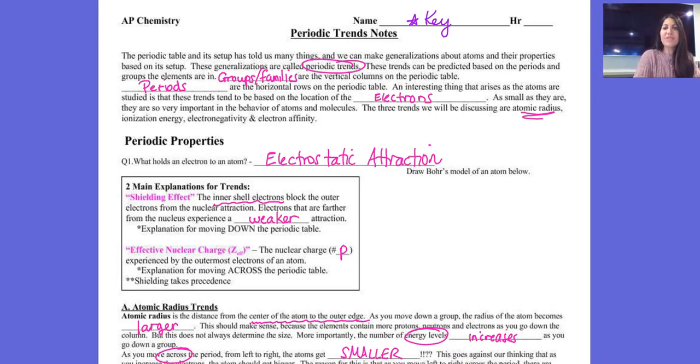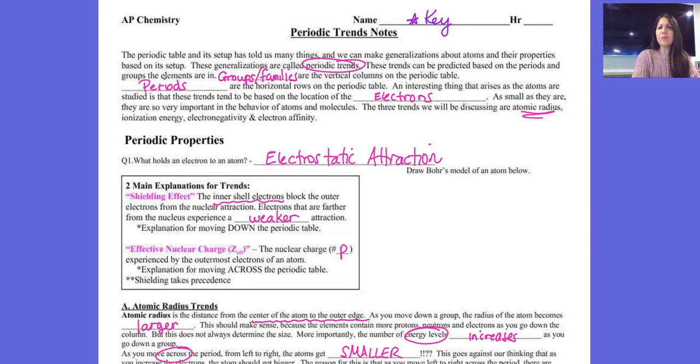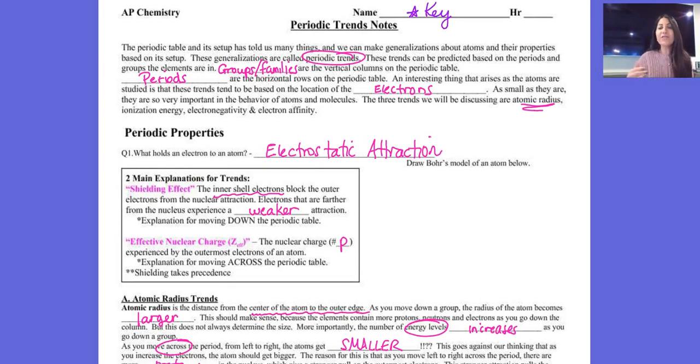Okay, so just as a quick little recap here, we were talking about the fact that all of the trends are pretty much down the periodic table. We say it's due to shielding. Across the periodic table, we say it's the effective nuclear charge. What is shielding? It's simply the idea that you have more and more energy levels as you go down the periodic table. So we've got more and more shells.